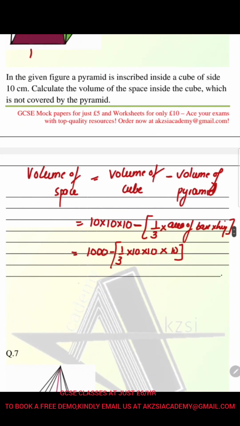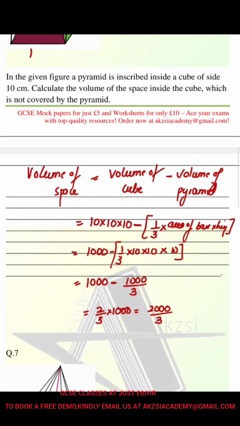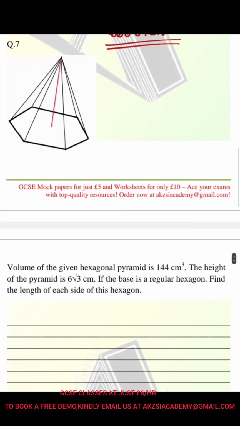So from here I can say 1000 minus 1000 over 3, which is 2 over 3 times 1000, or 2000 over 3. So either we can leave this answer as 2000 over 3, or in decimals I can write 666.67 centimeter cubed. That's the space which is not covered by the pyramid. Moving on to the next one.